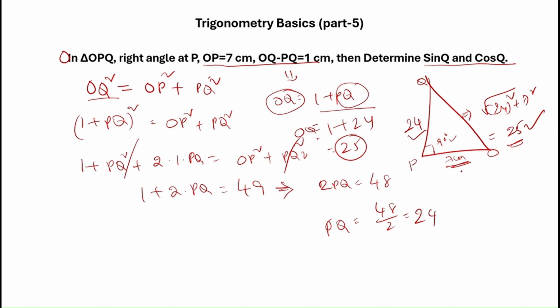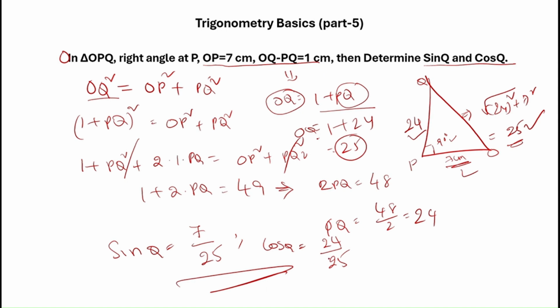Once I know all the sides of the right angle triangle, now write sin Q is equal to opposite side. For this triangle, opposite side is 7. So 7 by hypotenuse will be 25. And cos Q is equal to adjacent side will be 24 and hypotenuse will be 25. So this is how I can find out the trigonometric ratios.